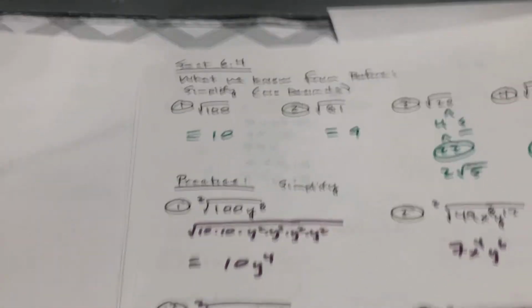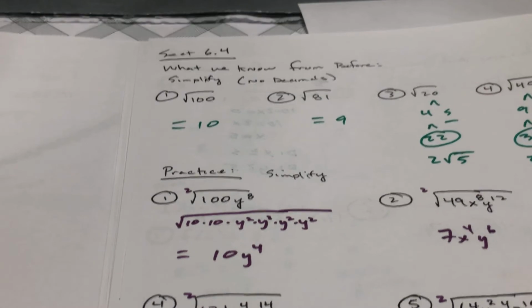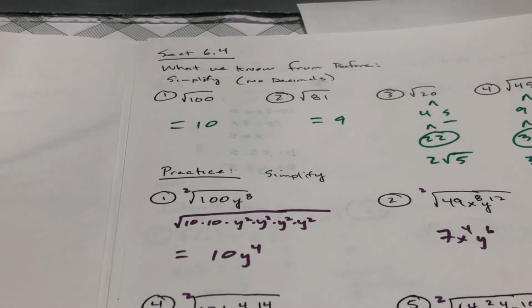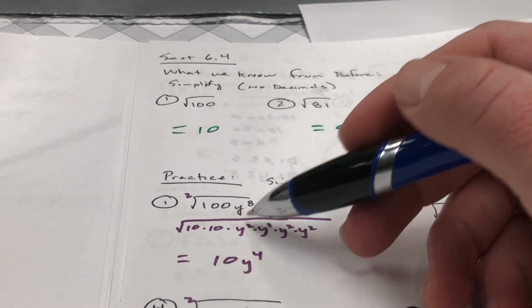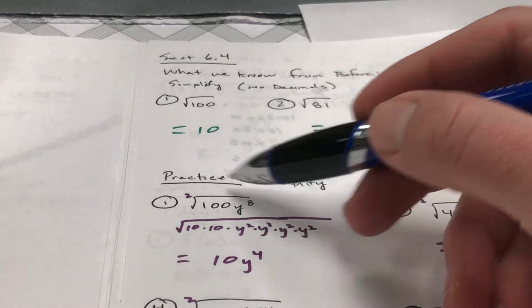So on 2, I'm putting an imaginary 2 on the outside. I'm taking the second root of 100, which is 10. And then I'm asking myself, how many pairs of y are there in 8 y's? So I have 8 y's, and how many pairs do I have? A y squared, y squared, y squared, y squared. That's 4 pairs. Or I can simply do 2.